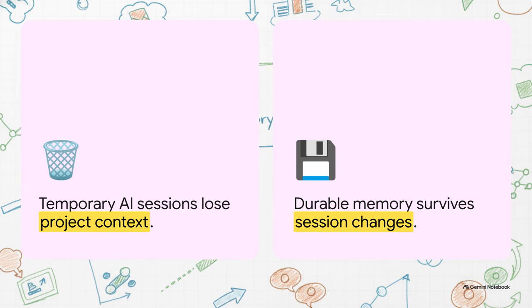But imagine if we replace that with persistent project memory, a robust knowledge layer that actually survives your individual AI sessions, works across totally different AI clients, and persists even as those underlying language models evolve.